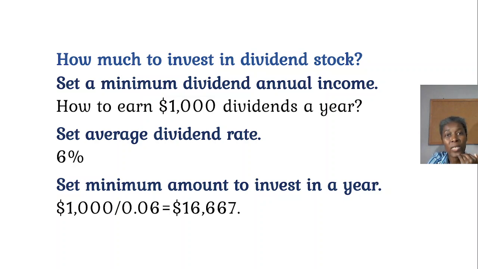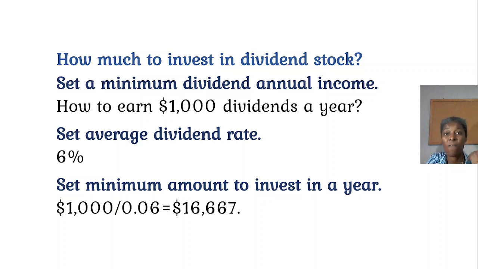So you have to set a rate. If you set 6%, for instance, you have to take that dividend income you want to earn a year divided by that dividend rate. So 1,000 divided by 6% will give you 16,667. So if you invest 16,667 in dividend stocks that pay 6% a year, you'll make $1,000 in dividend income.